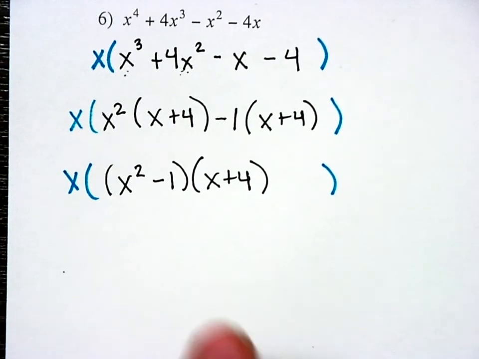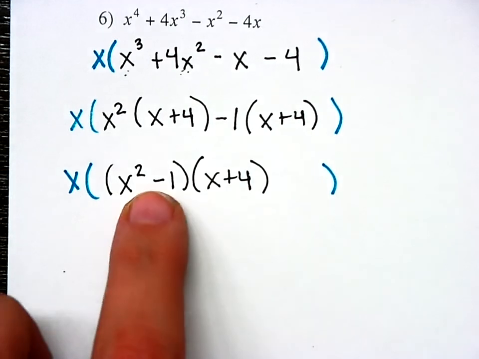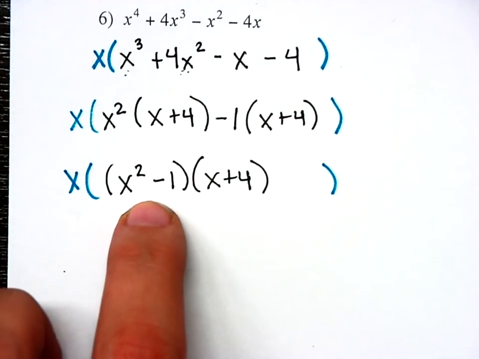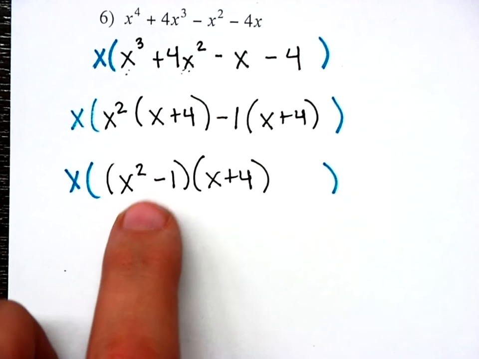Then you ask yourself, can I factor anything any further? So I'm not going to tell you right away. Pause the video and see if you can, or just wait a second. Can I factor anything else? And the answer is yes, I can factor this binomial right here. This is a difference of squares, and I have a special rule for factoring difference of squares.